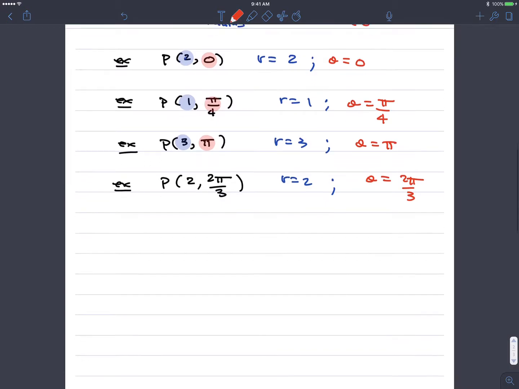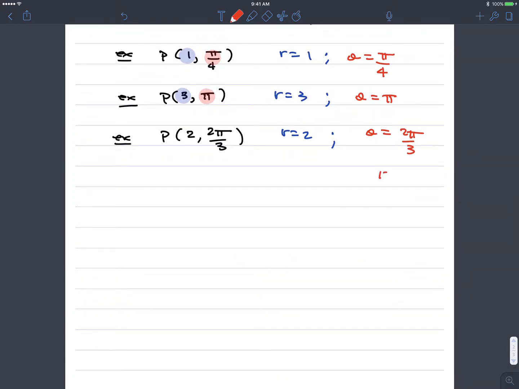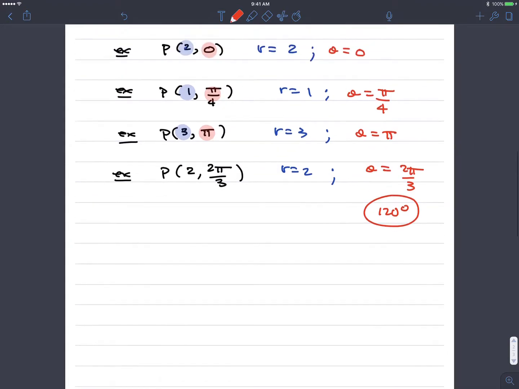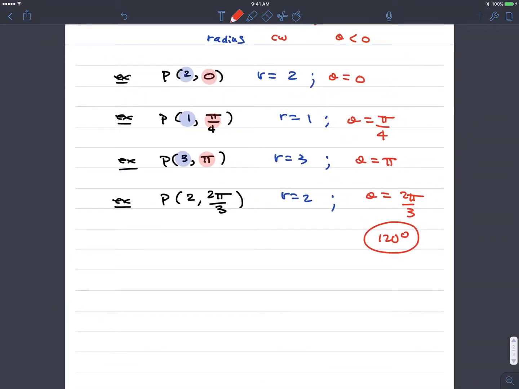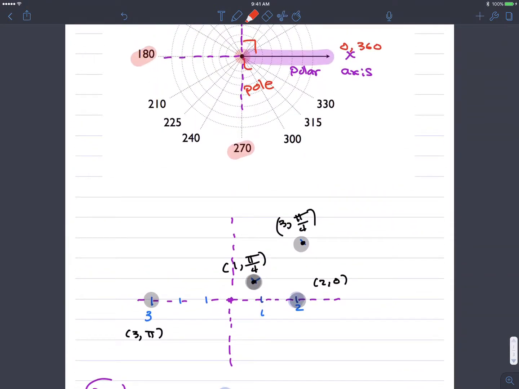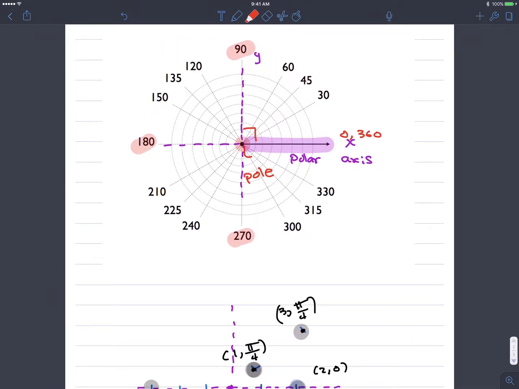Does anybody happen to know what angle that is? Is that 120 degrees? You guys okay with that? All right, notice my radius is 2. My angle is 2 pi over 3. Where is a 120 degree angle located? Go back over here. Do we see a 120? Looks like it's where? Isn't that 120 degrees? That makes sense. Okay, so this is where 120 would be.